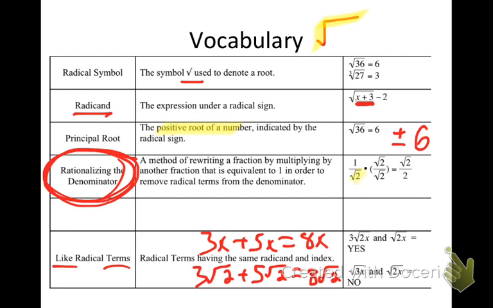You have to have the same radical in order to combine. If I have the square root of 2 and the square root of 3, can I combine those and get the square root of 5? No. I can't add or subtract those. That's like saying x plus y. I can't add x and y and get z. It doesn't work that way. In order to have like radical terms, you have to have the same radical.